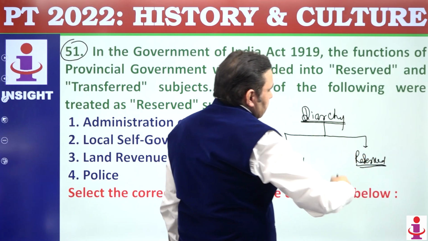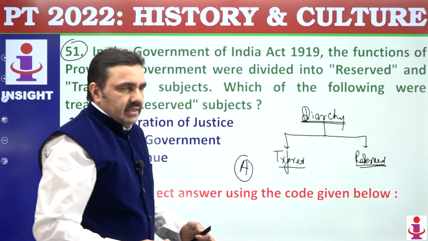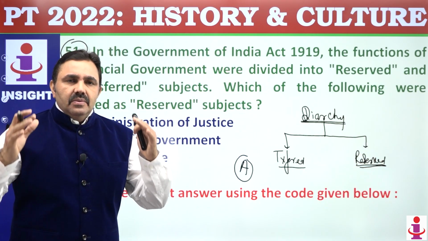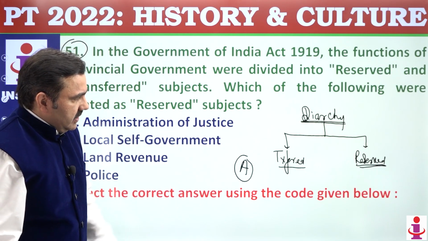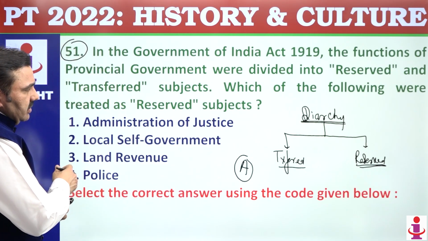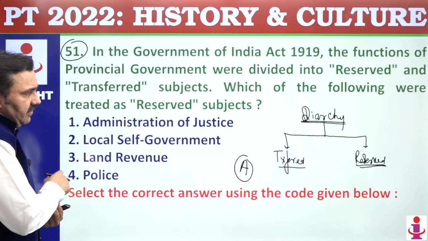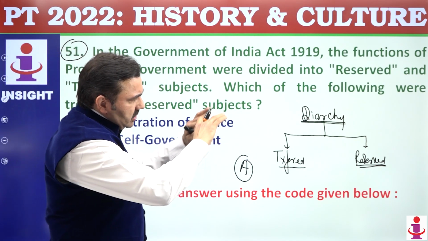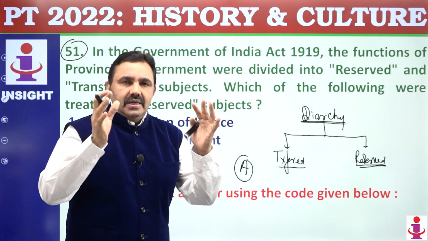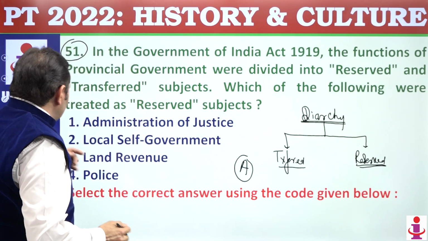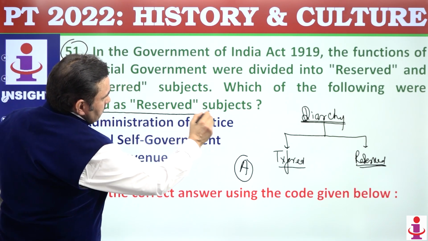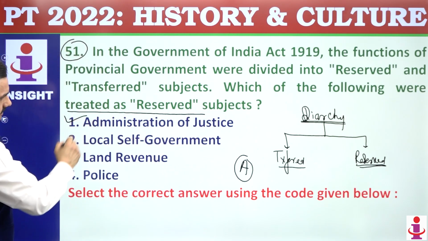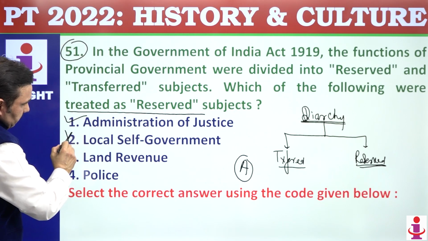The subjects of greater importance were put in reserved category. They were to be administered by the governor with the help of his executive council, and subjects of lesser importance were put in transferred category. They were to be administered by the governor with the help of a council of ministers. So this was the arrangement created at provincial level by the Act of 1919. So what were the subjects which were treated as reserved subjects? Justice. Local self-government was part of transferred category.